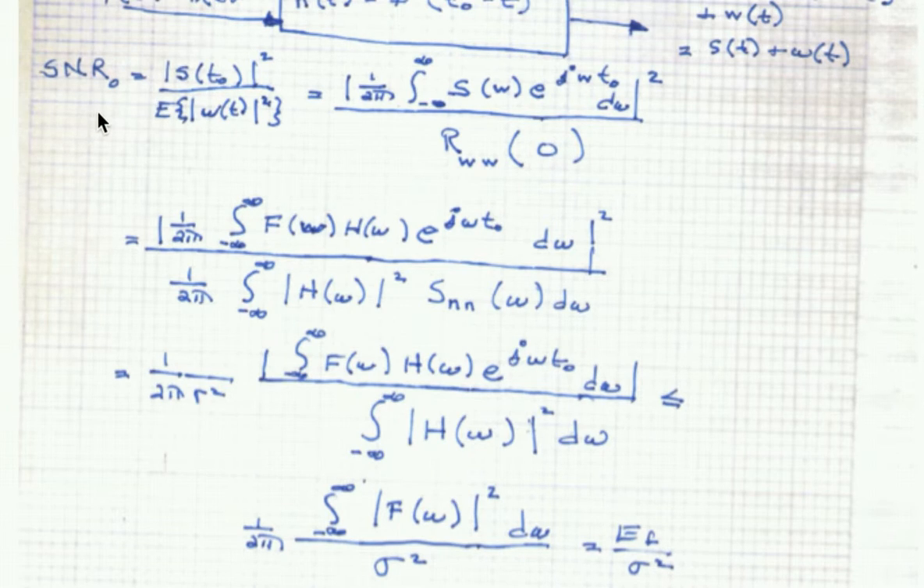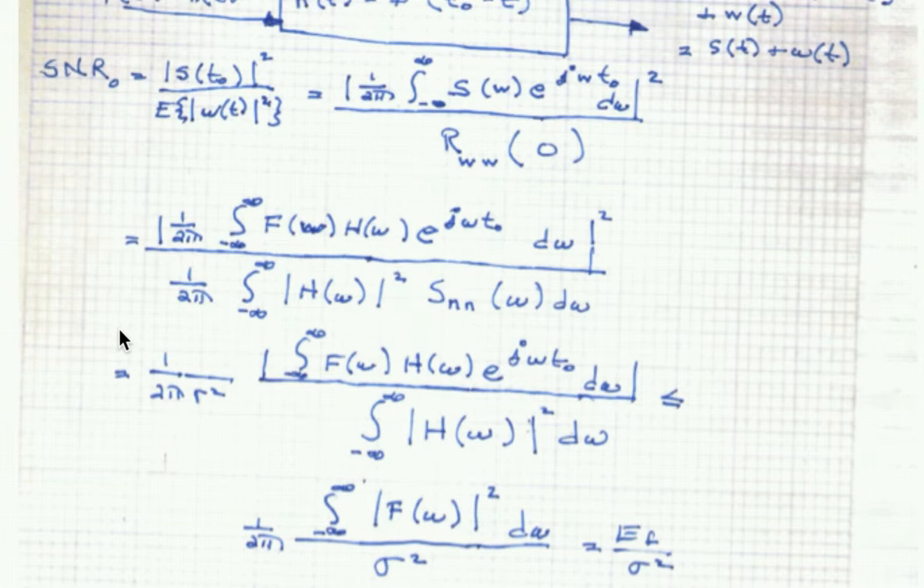The signal noise ratio at 0 is equal to the absolute value of the initial value of the spectral density, absolute value squared, over the expected value of omega t squared, which is equal to the absolute value of 1 over 2 pi, the integral from minus infinity to infinity of the spectral density of omega times e to the minus t minus t0, the absolute value squared, divided by the autocorrelation of WW at its initial value.